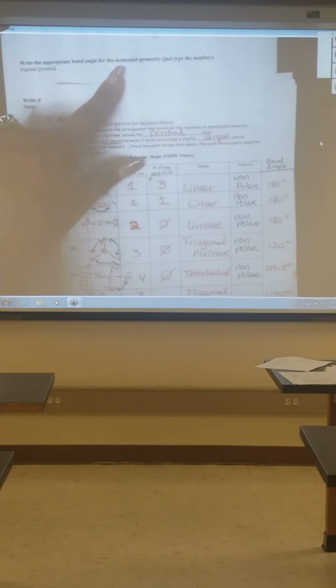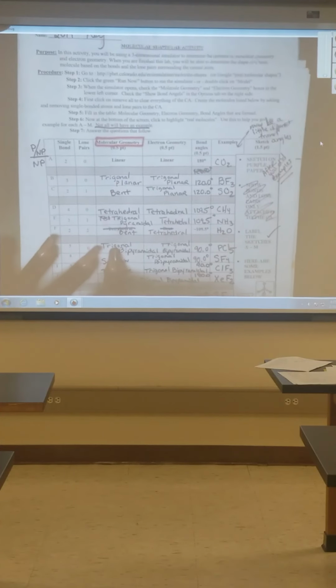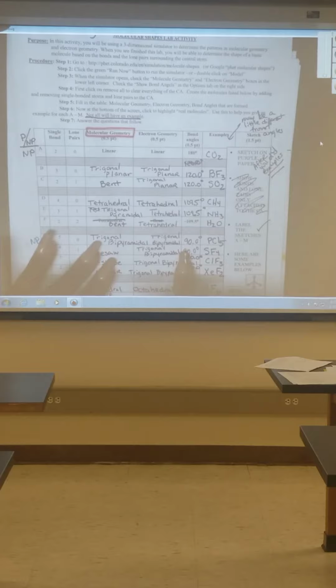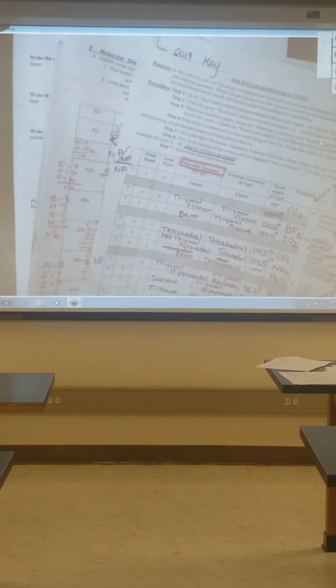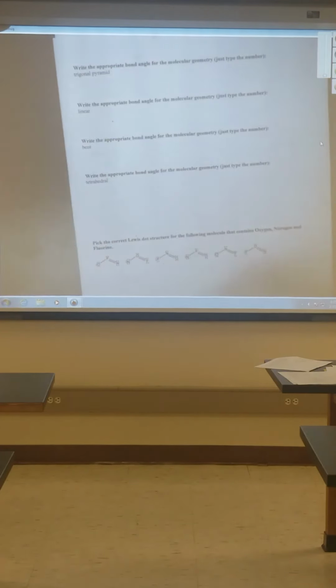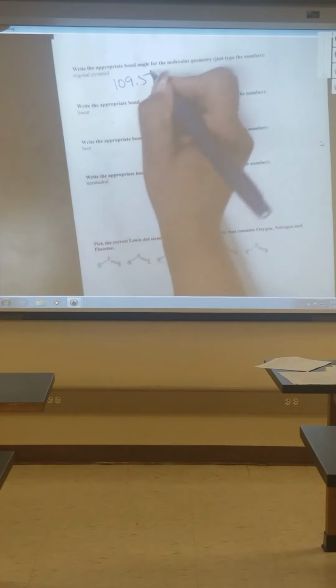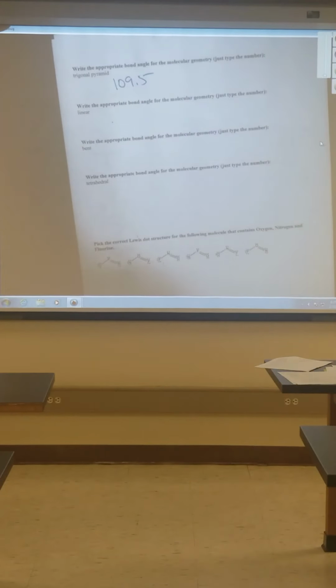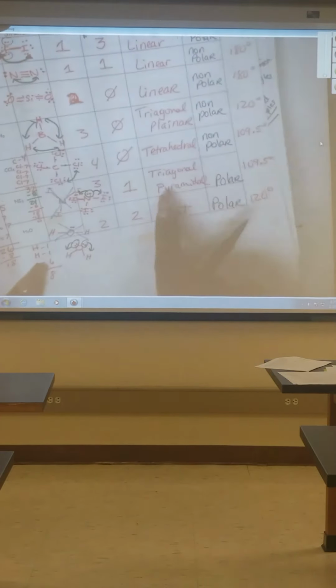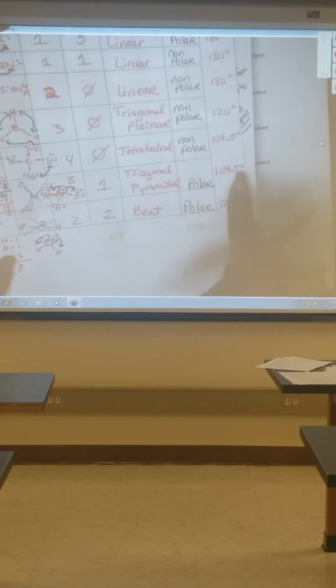And again, we're talking about molecular geometry, okay? I'm going to go ahead and pull this out. We're looking at the molecular geometry name, and we're correlating it with the bond angle over here, okay? So I'm going to have both of those right here as I look at the first one, triangular pyramid, should have been pyramidal. It's going to be 109.5. Here it is, 109.5 in our notes.